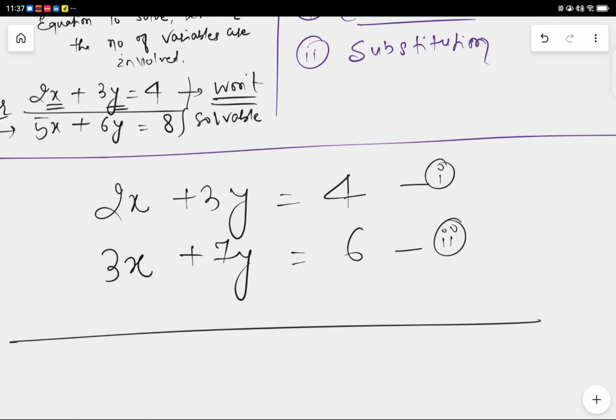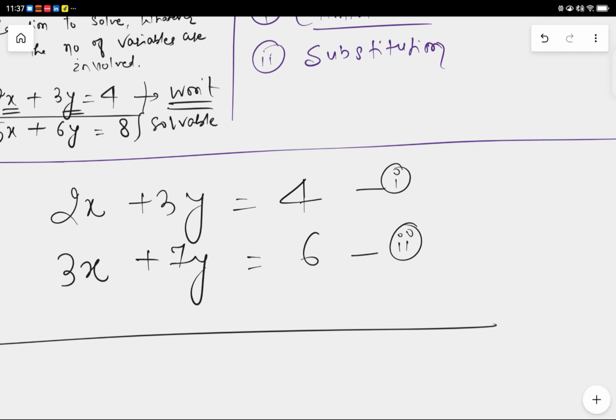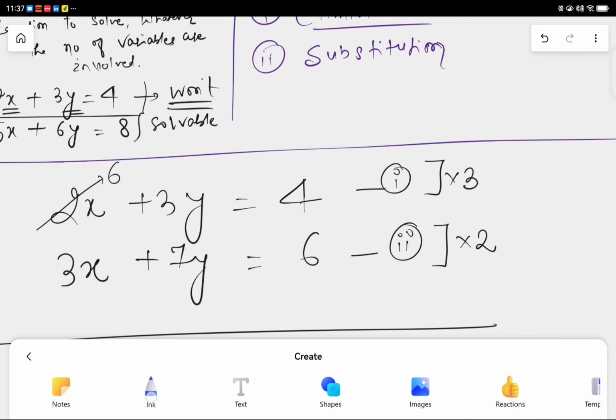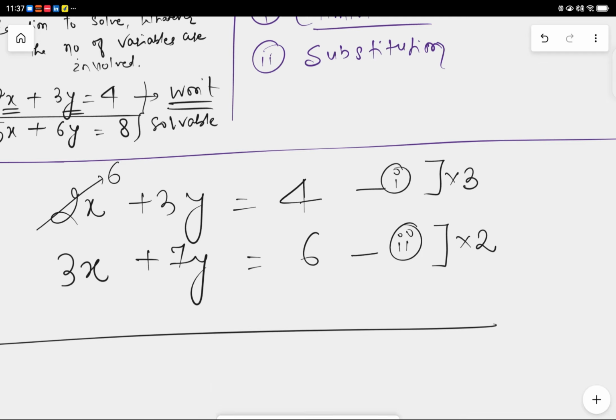Now you have to decide which variable you want to eliminate. Let us suppose I want to eliminate x. Here it is 2 and here it is 3. To eliminate x, we multiply the first equation completely by 3, both the left hand side and the right hand side, and the second equation by 2. So 2 becomes 6, 3 multiplied by 3 becomes 9, and 4 multiplied by 3 becomes 12.